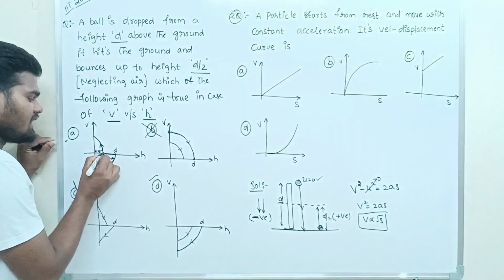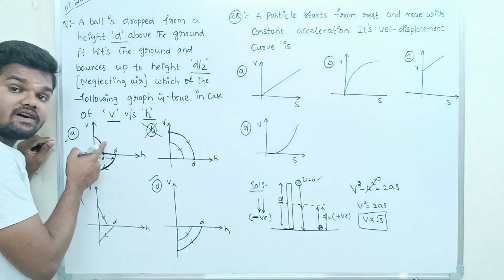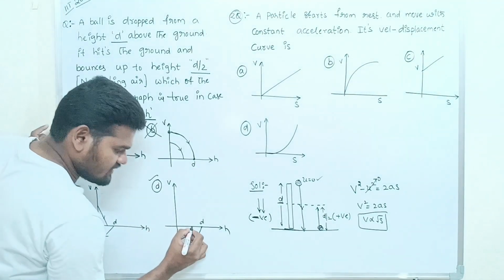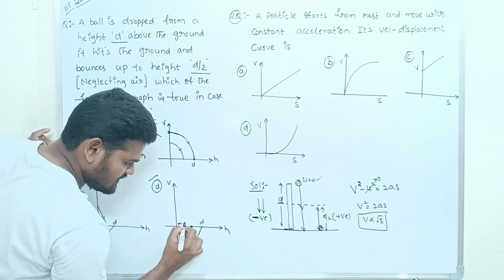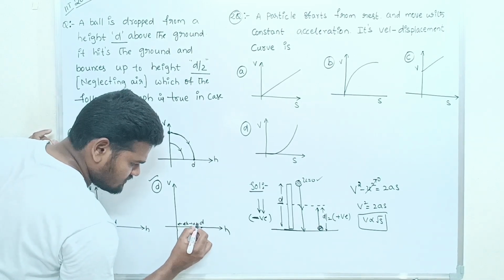D by 2 and it is positive. Have a look, it is in a positive quadrant. If it comes to here, it is also at the middle. Have a look, D by 2 and D by 2.